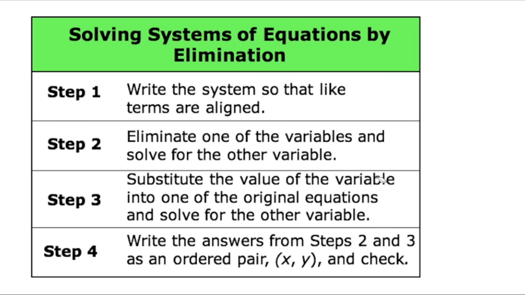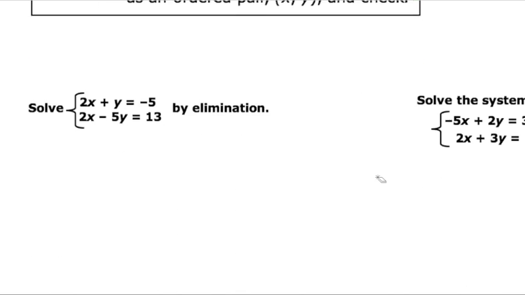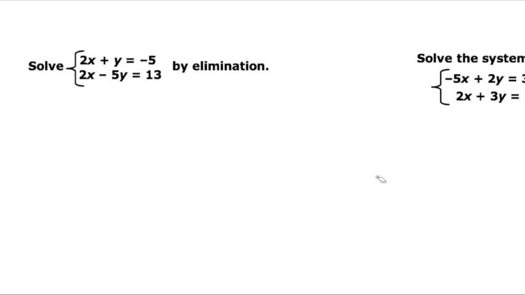And then we want to eliminate one of the variables, and by doing that we're going to be adding or subtracting or multiplying one or both or neither of the equations to make sure that one of the variables will eliminate. We're then going to substitute what we just found into either of the equations and get our x and y. So let's look at this example.